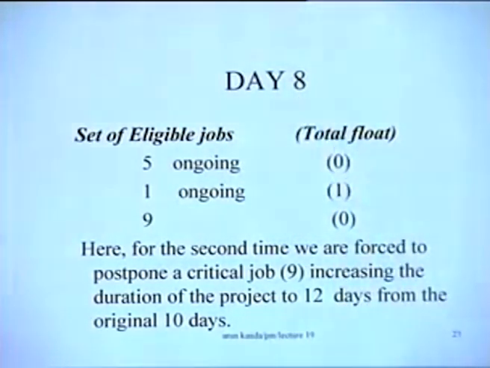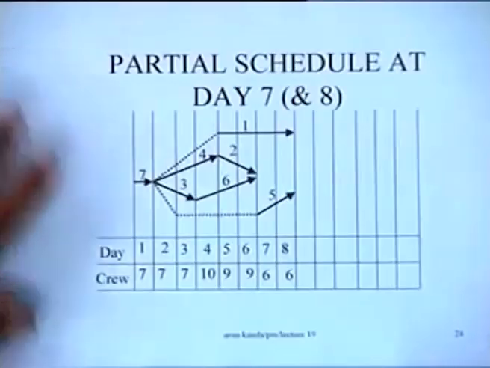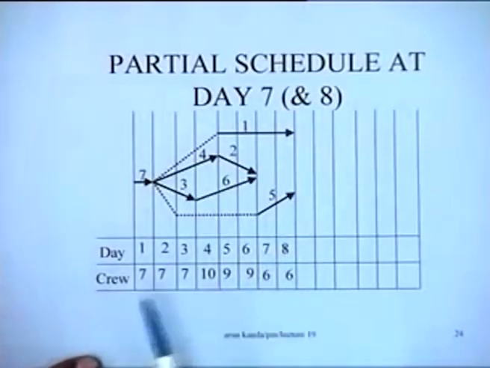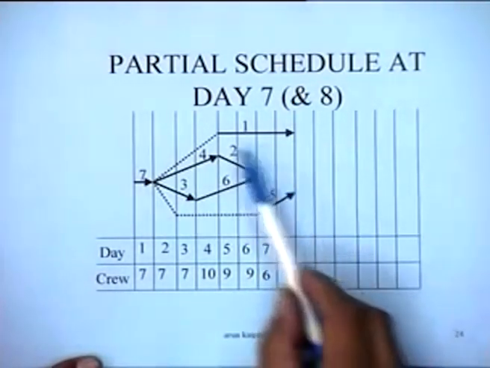So based on these decisions that we have taken on day 7 and 8, let us see what the partial schedule is like. So you can say that on days 7 and 8 we have taken these decisions, basically to schedule job 5 along with job 1.